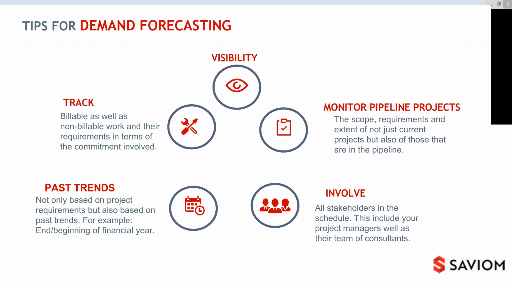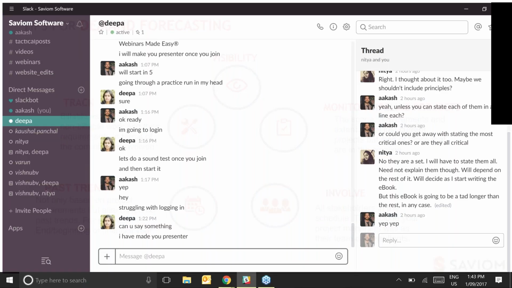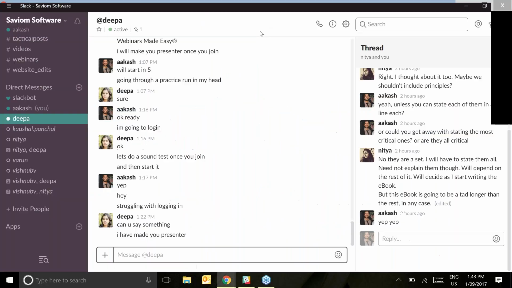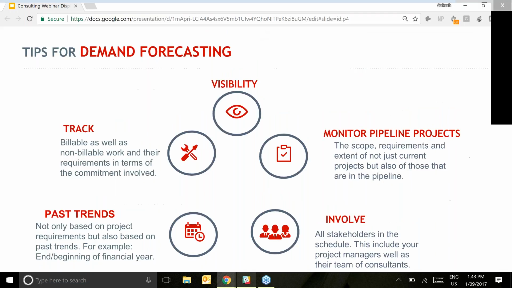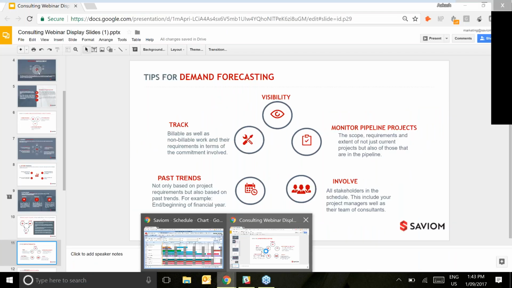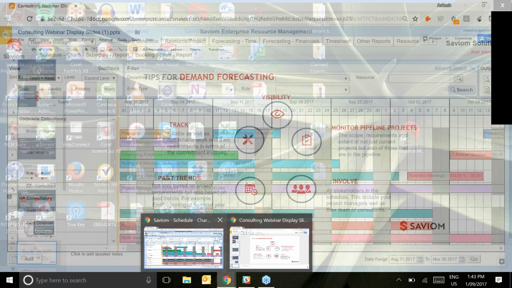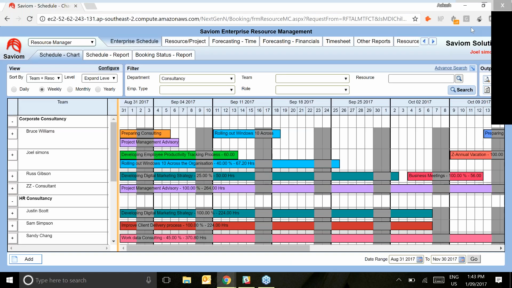So the core benefit, I'd say, for both demand forecasting and, as you'll see, capacity planning, is visibility. Visibility is absolutely core for everything that you do. When I talk about visibility, we're first talking about wanting to see all the different types of work. I've specified that several times. When I talk about visibility, I'm talking about having views of all the different types of work that's there.